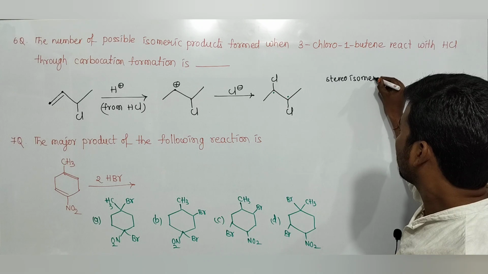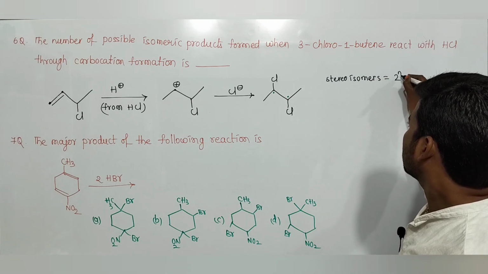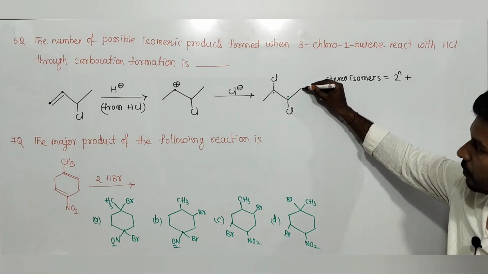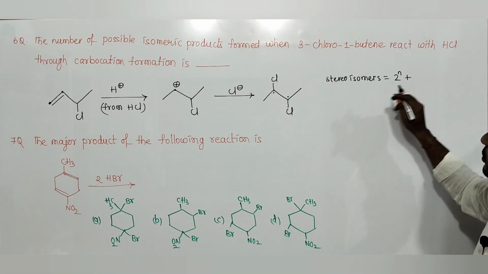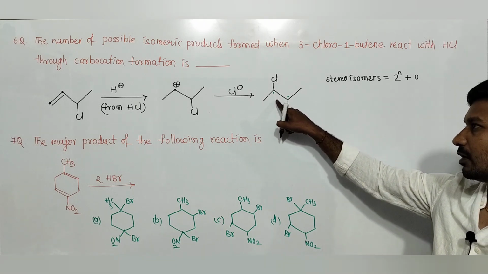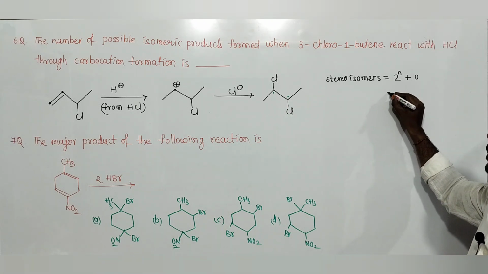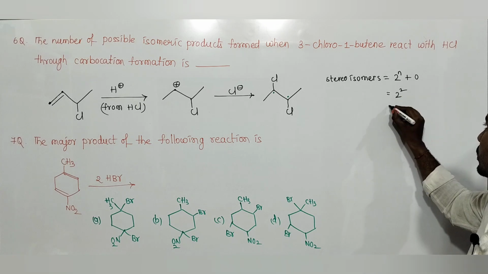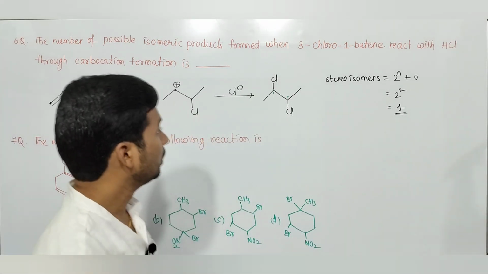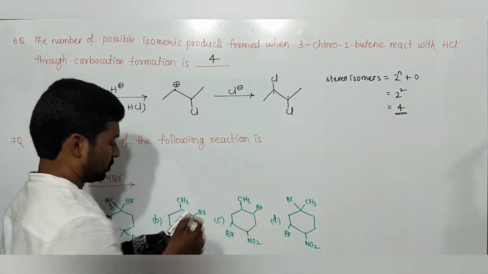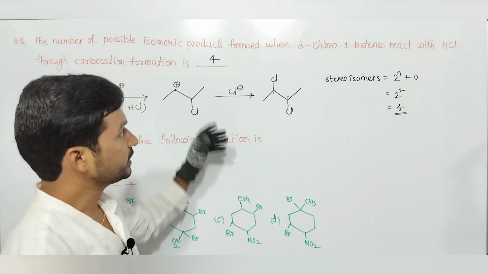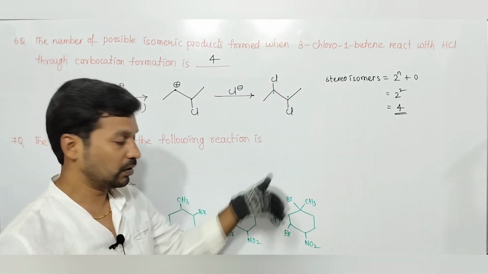is equal to the number of optical isomers, formula 2 power n, plus the number of geometrical isomers, which is 0 because there is no double bond. So that is 2 power 2, that is equal to 4. How many? 4 are possible. What is the answer? 4. I am using different colors to differentiate question and explanation options.